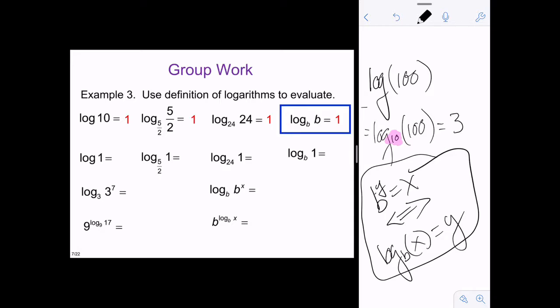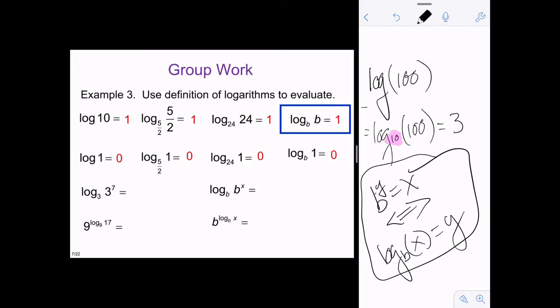All right, let's look at the next one. Log base 10 of 1. Log base 5 halves of 1. Log base 24 of 1, log base b of 1. Let's ask ourselves, what power do I have to raise 10 to get 1? What power do I have to raise 5 halves to get 1? Anything to the what power equals 1?